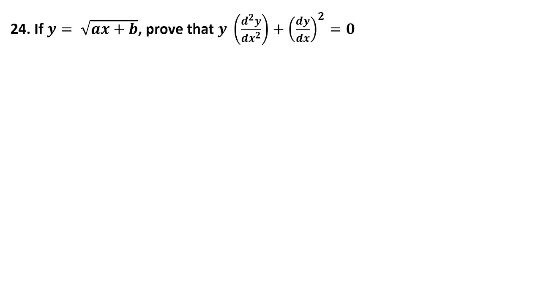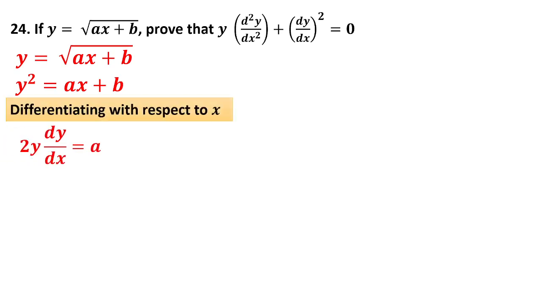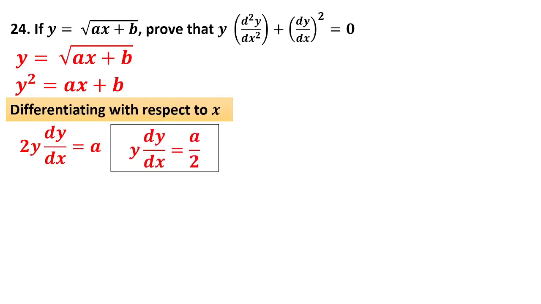Question number 24. Y is given, you have to prove. But remember this problem, when you do it by direct method, that is by doing direct differentiation the normal way, getting the answer will take some time. Therefore what we are going to do is, we are going to square both sides. Y square is ax plus b, differentiating, 2y into dy by dx is equal to a, but y into dy by dx is a by 2.